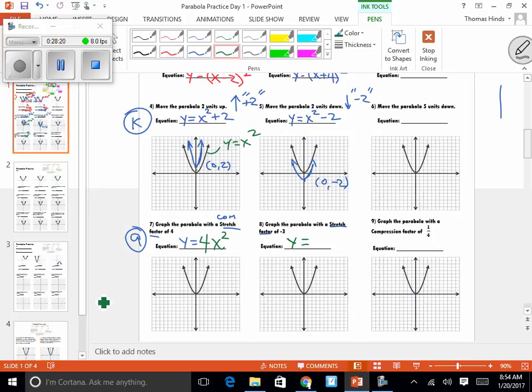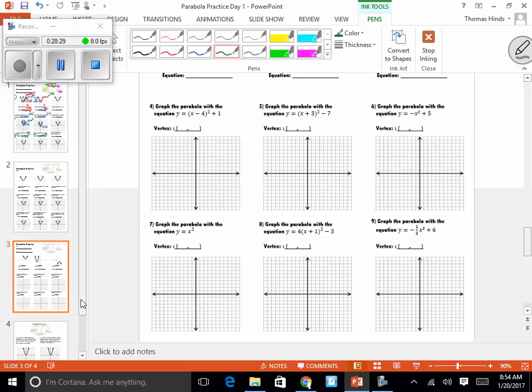Take a look at it, see if it's confusing. Oh, shoot. No big deal. Stretch factor means this.